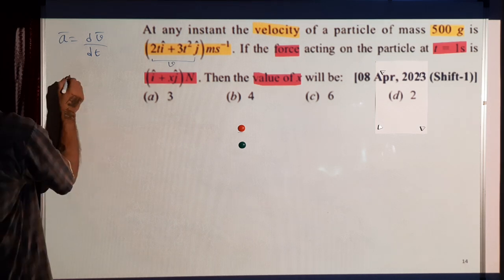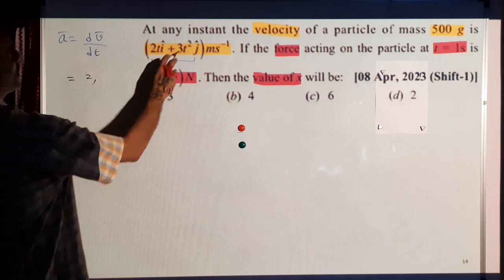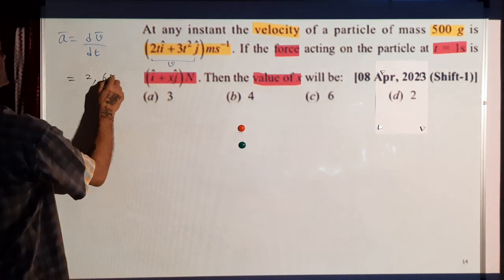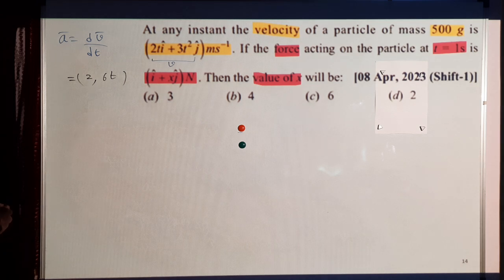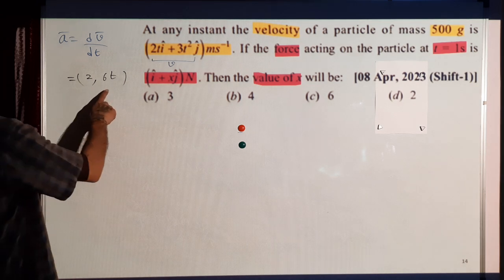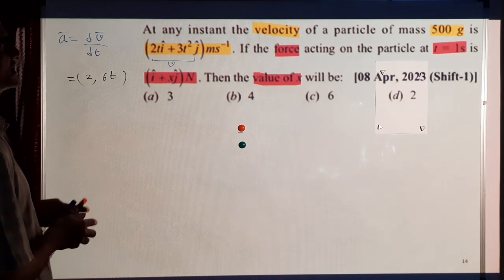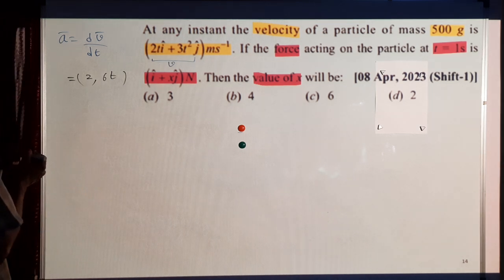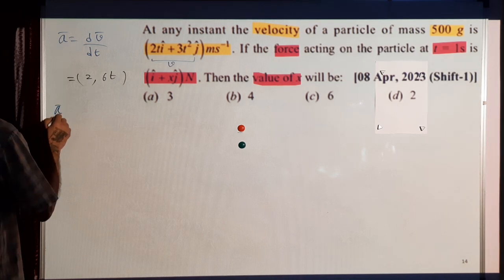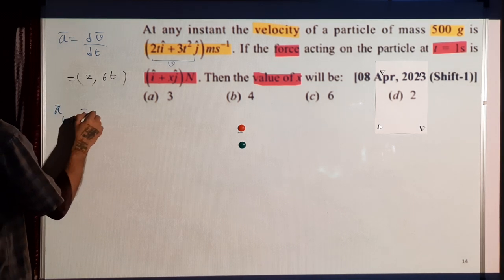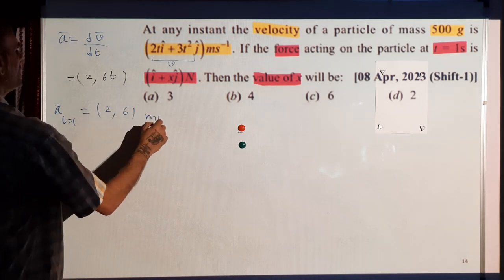So from this, the acceleration, the x component will be differentiated with respect to time, which gives 2. The j component is 60. There is no k component. It's only i cap and j cap. So it's 2 i cap plus 60 j cap. This acceleration is a function of time, and at t equal to 1 second, acceleration will be 2, 6 meter per second square.